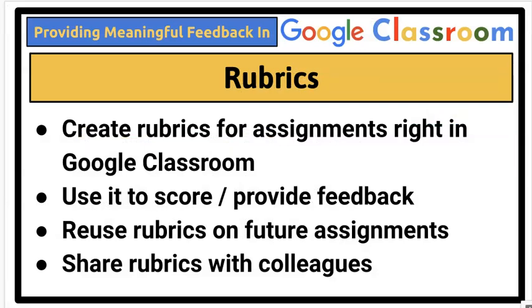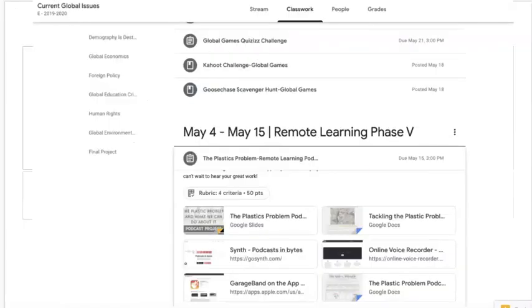Another really powerful way to provide feedback is the rubrics portion of Google Classroom. You can create rubrics for any assignments that you have within there. You can use it to score and provide feedback. You can then reuse that rubric on future assignments, and you also can share your rubrics with colleagues.